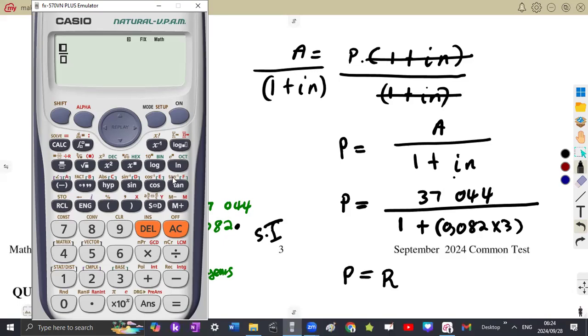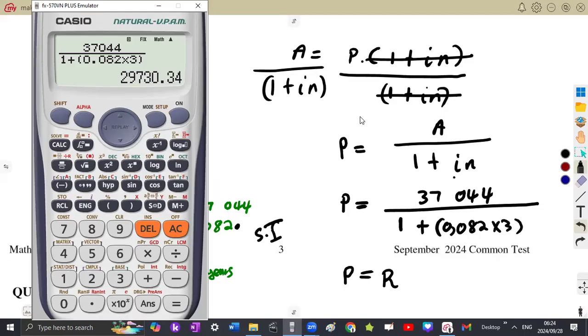So let's put our fraction. So we've got 37,044 over 1 plus, you can multiply this, 0.082 times 3. All right, you can even put a bracket. This one, close it, put a bracket here between these 2 that are multiplying, just in the same way that we have there. You can present it that way. So this is it. As you can see, your answers are being given directly to 2 decimal places. So you can just fix your calculator.